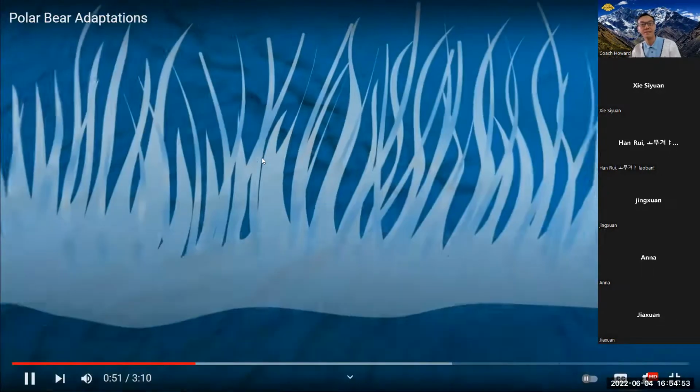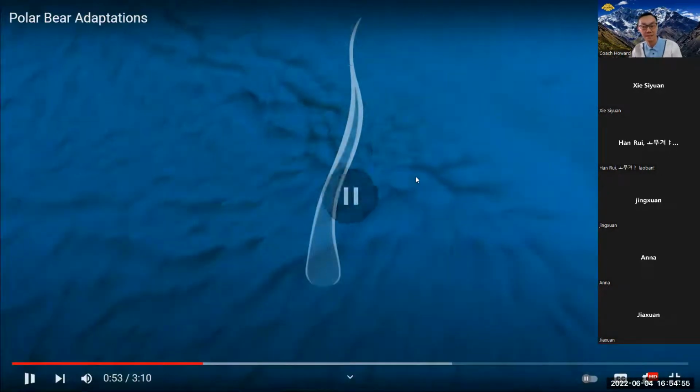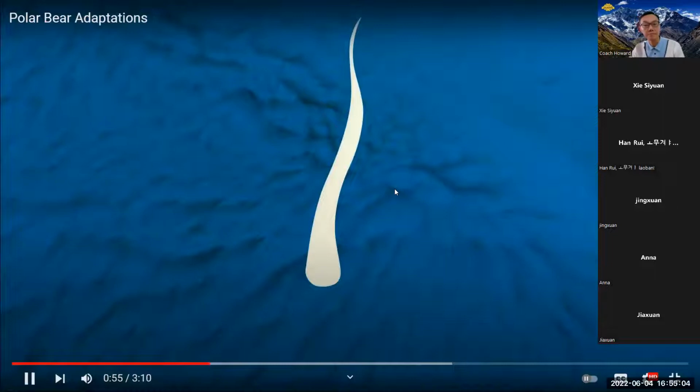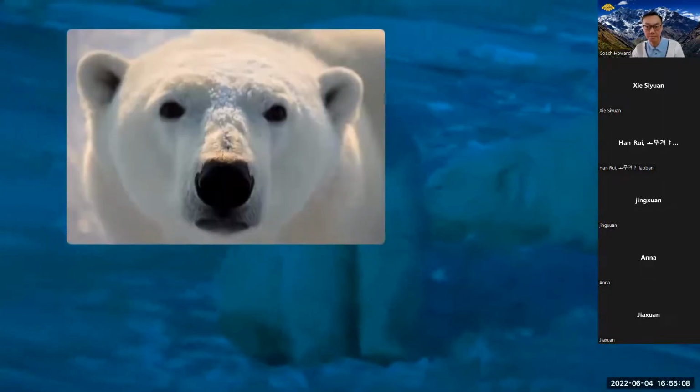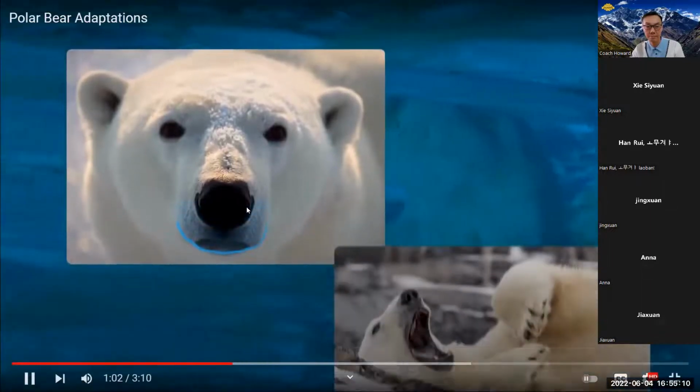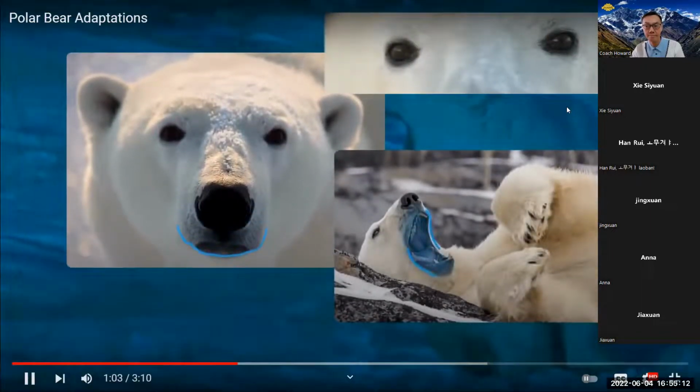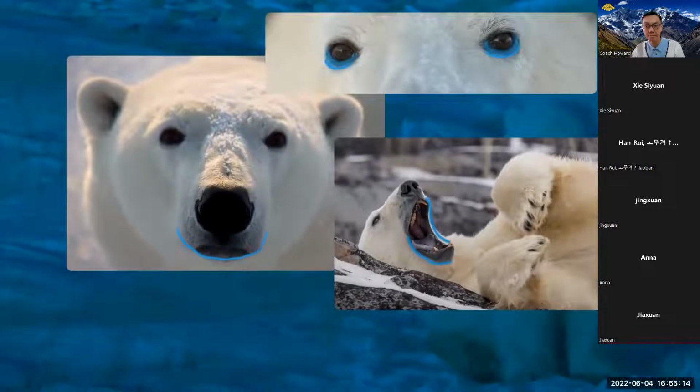Polar bear hair is clear and hollow. It's actually hollow because this part traps air, and air is a poor conductor of heat. It just looks white to our eyes, and the hollowness helps trap warm air against their bodies. Polar bear skin is black. We don't really know why, but we think it might help them absorb heat.